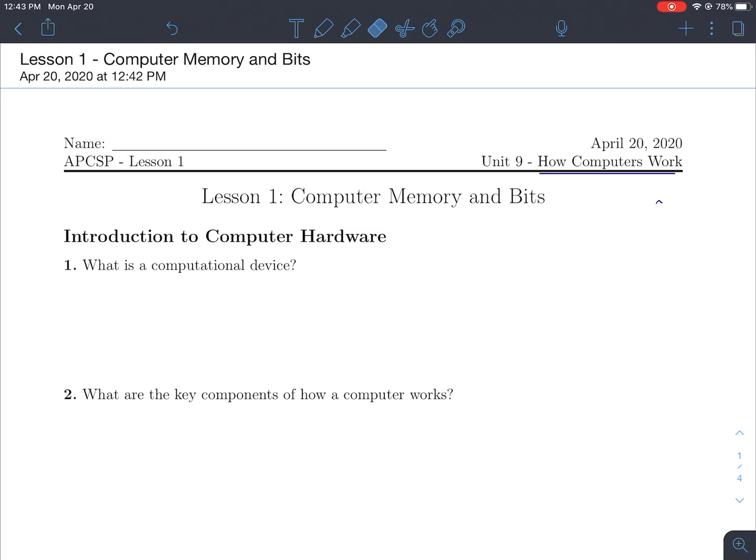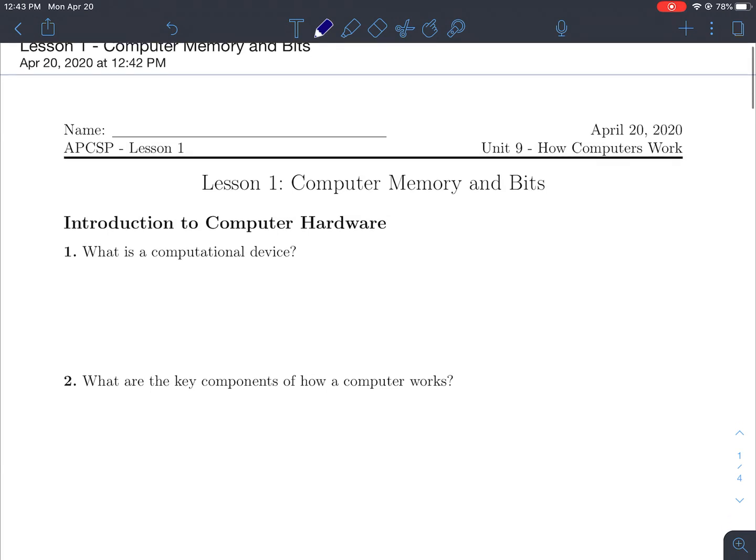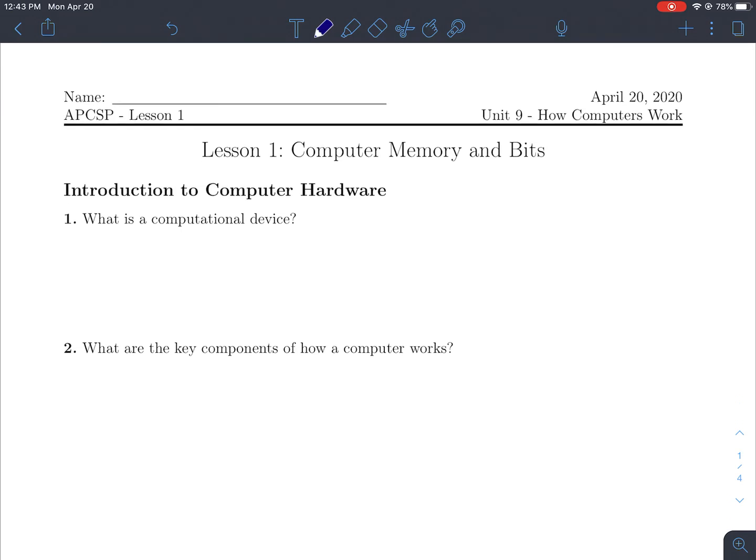And so this is actually a non-programming lesson, and we're going to start off by talking about how computers work. We probably won't be programming in this unit. This unit is actually going to be all about getting a deeper understanding of the technological devices that we use on a daily basis. All right, so first off, we're going to introduce some terminology.